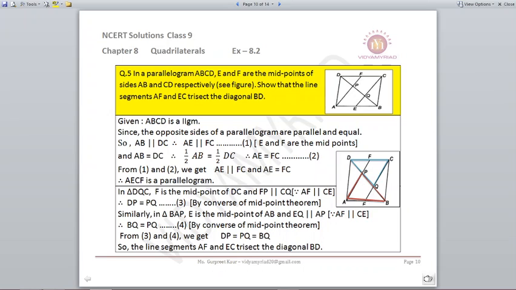Similarly, take triangle BAP. In this, E is the midpoint of AB and EQ is parallel to AP. So therefore, we can say that Q is also the midpoint, and thus BQ is equal to PQ. And using all three equations, we can come to know DP is equal to PQ is equal to BQ. We can say that the line segments AF and EC trisect the diagonal BD.